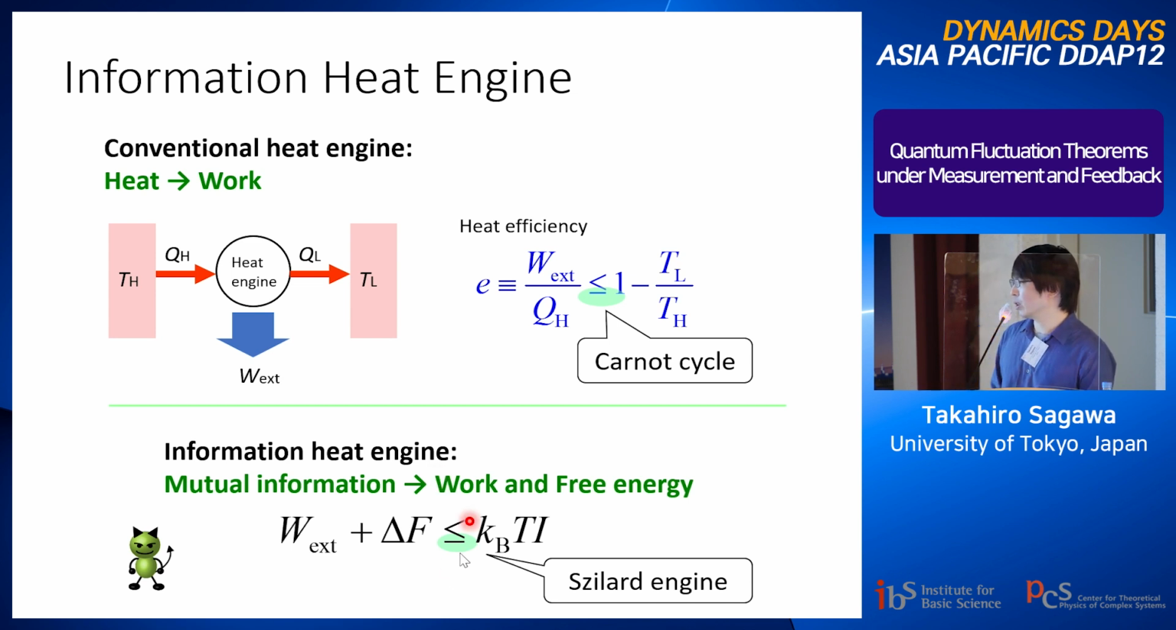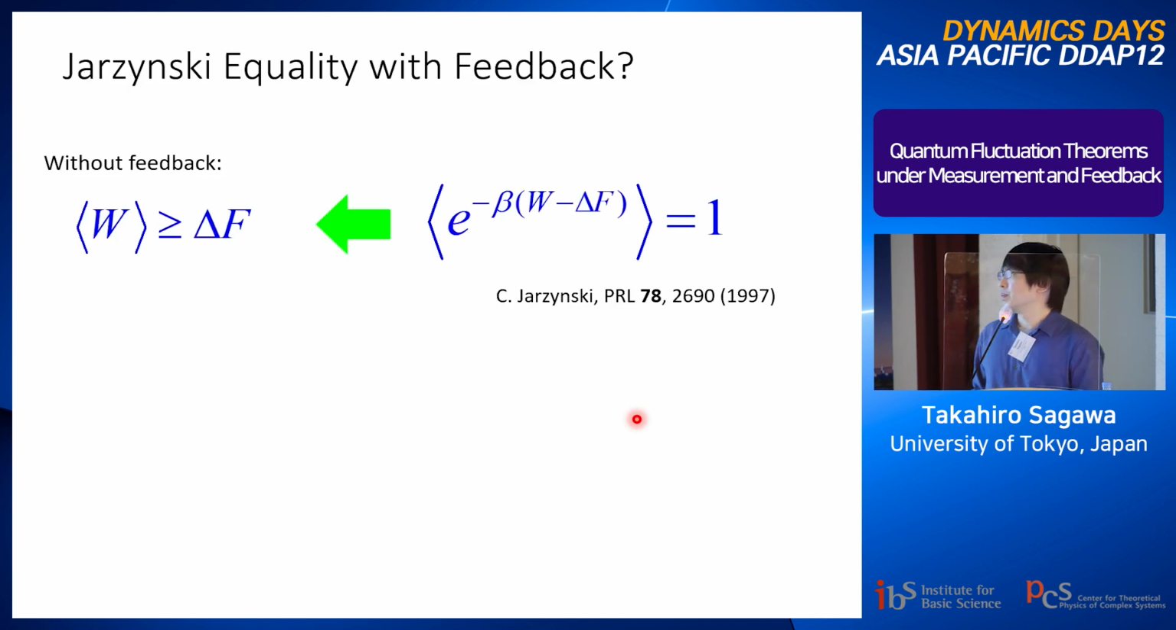So we have log 2 equals log 2 here, and the Szilard engine gives the maximum conversion rate from information to free energy. So in that sense, the Szilard engine is a very fundamental building block of information thermodynamics that plays a parallel role to the Carnot cycle in conventional heat engines. Now we are going to a more non-equilibrium aspect of this thermodynamics.